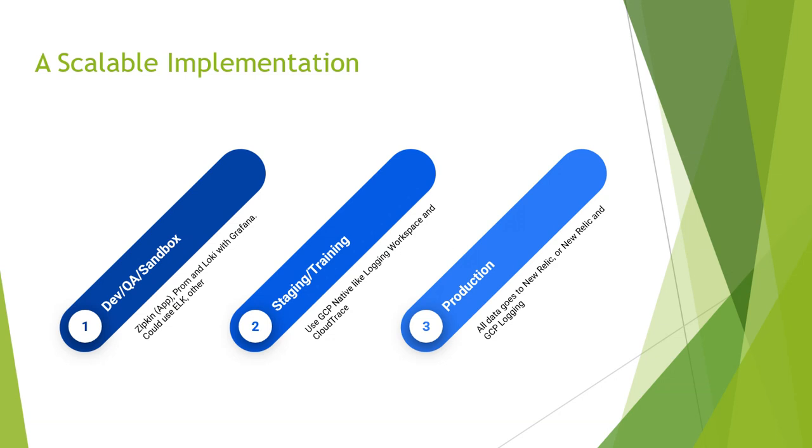I'd prefer in my lowest environments to maybe use all self-contained tools like Zipkin, Prometheus, and maybe something like ClickHouse or Loki or ELK to do logging, and then I want to view them and alert on them with Grafana. My middle tier, I might use some cloud native stuff. Again, we're a Google shop, so we're going to look at stuff like Logging workspace and CloudTrace. And my production, of course, I'm going to go to New Relic. But in my case, we also want to have some of our logs, because we use something called Chronicle for SIEM, go to GCP logging for my security analysis.